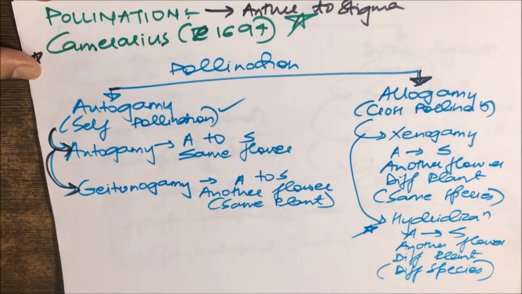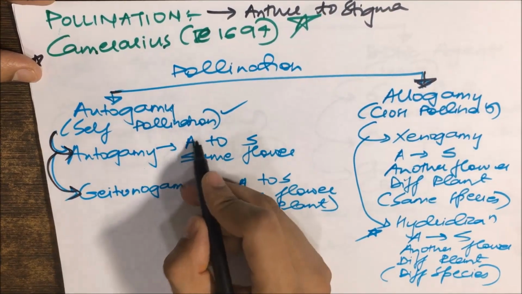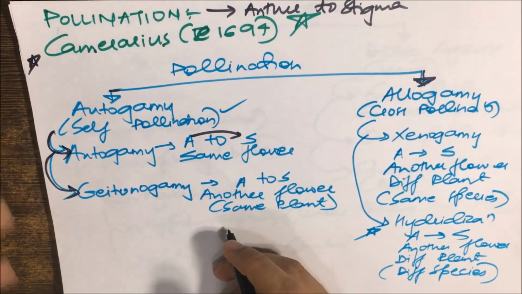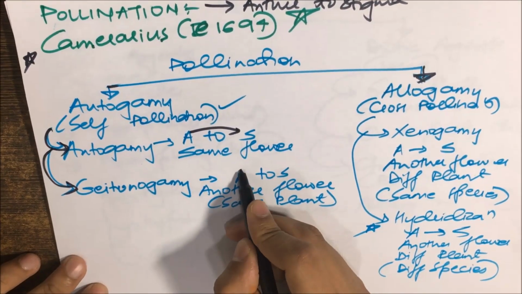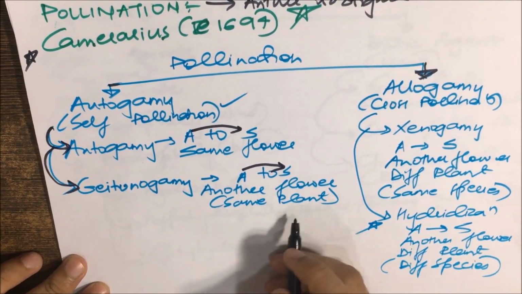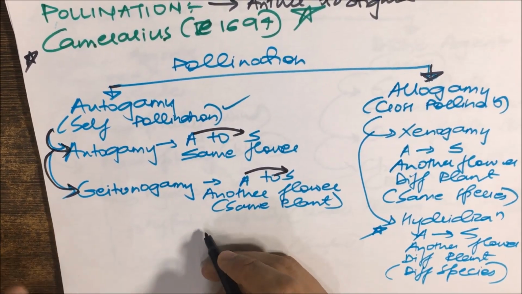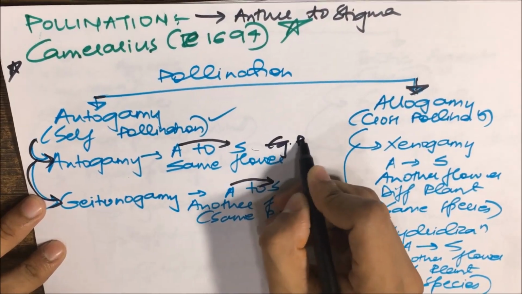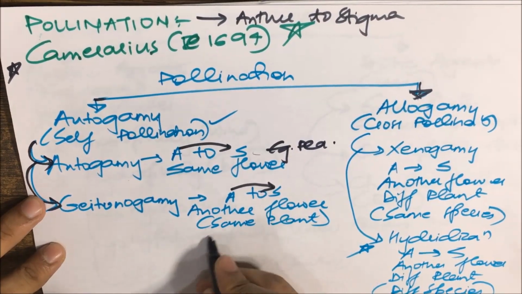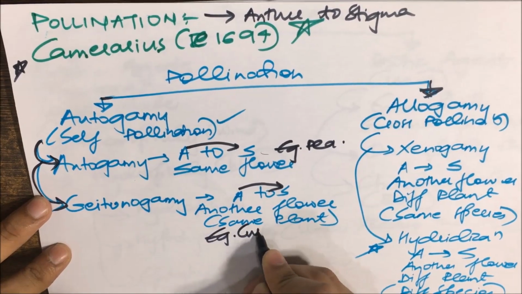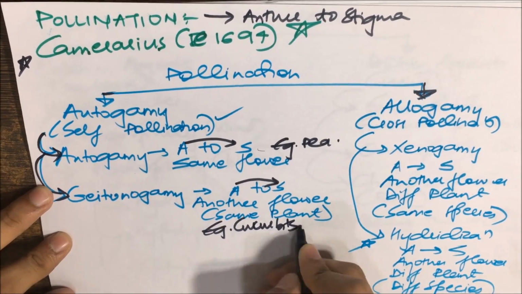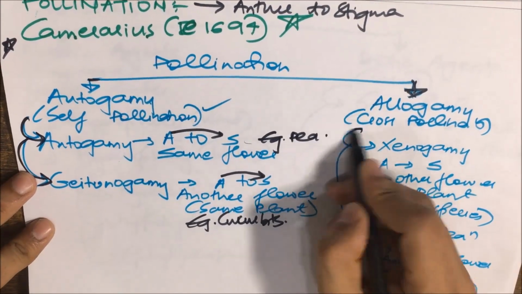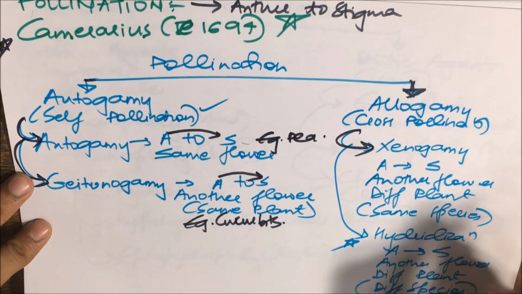In autogamy, the transfer of pollen grain takes place from the anther to the stigma of the same flower, while in case of geitonogamy, pollen grains are transferred from the anther to the stigma of another flower lying on the same plant. So autogamy is generally seen in plants like pea, while geitonogamy is seen in plants like cucurbits.